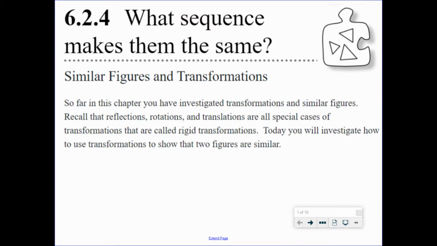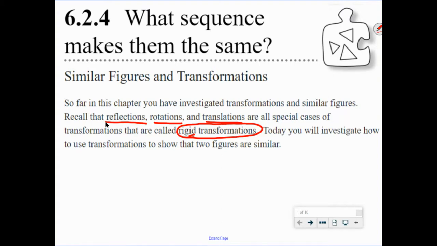Similar figures and transformations. Okay, so far in this chapter, you have investigated transformations and similar figures. Recall that reflections, okay, all right, remember these. Man, you've got to feel comfortable with this. Reflections, rotations, and translations are all special cases of transformations that are called rigid transformations. And again, remember, rigid means they do not change in size, they just move, okay?